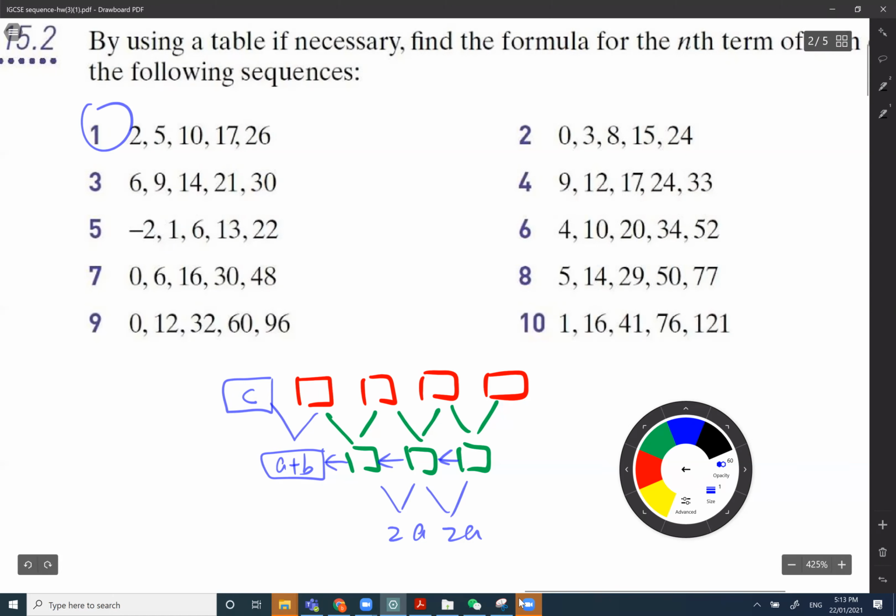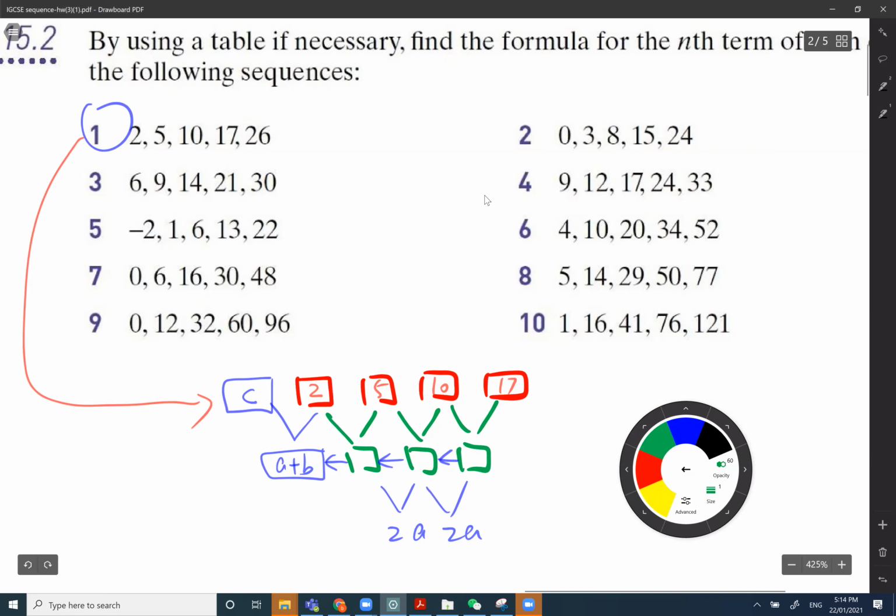Someone got the formula already? Very good, Jacob. Isabella, find the number. Because we got the original numbers. We are doing number 1: 1, 2, 5, 10, 17. Very good, Sophia.